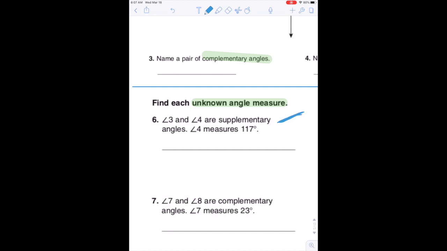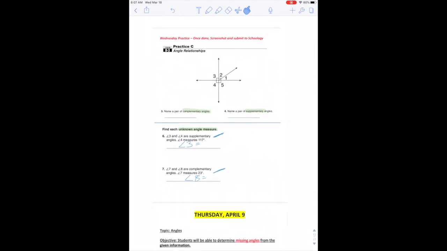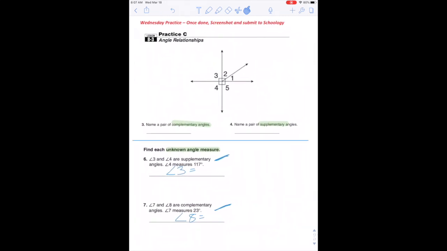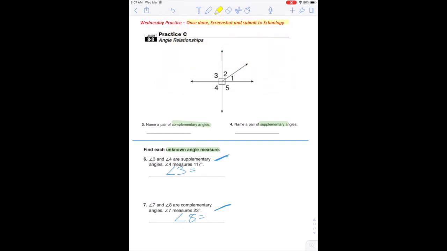And angle 4, they tell you, is 117 degrees. So what you need to find is the measure of angle 3. So use that information to find the measure of angle 3. Down here, you're working with complementary. Again, remind yourself how much that is. And you're trying to find the measure of angle 8. Once you are done with this page, make sure to screenshot it and submit to Schoology. So up here in the directions too, screenshot and submit to Schoology.